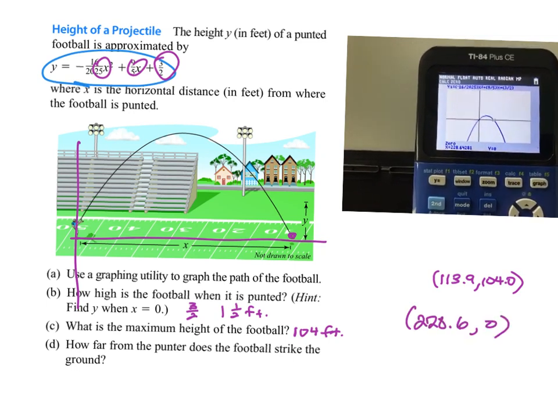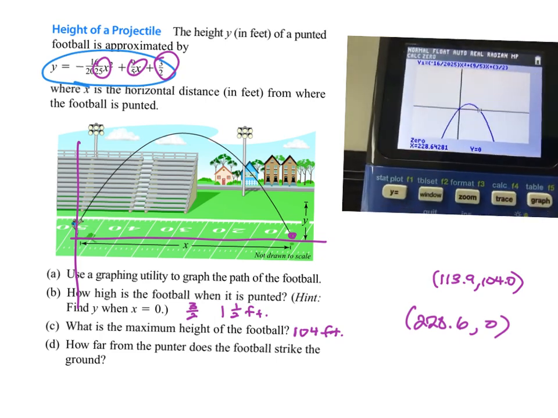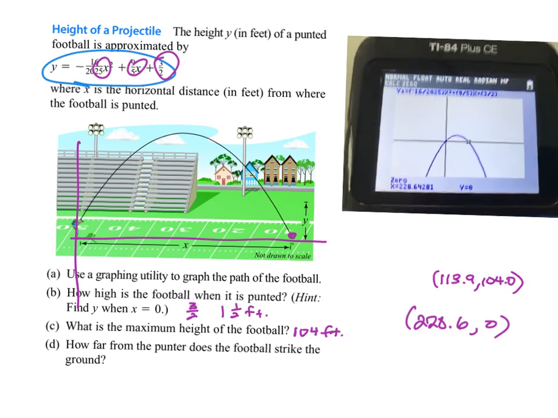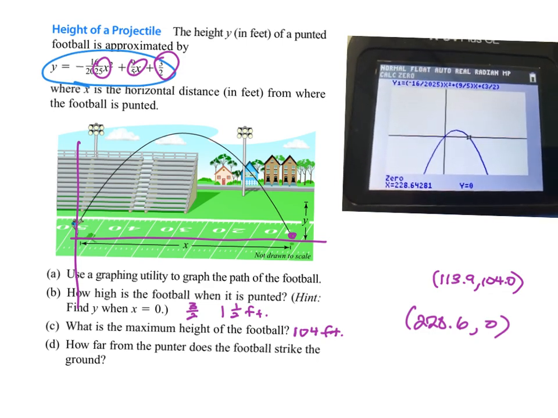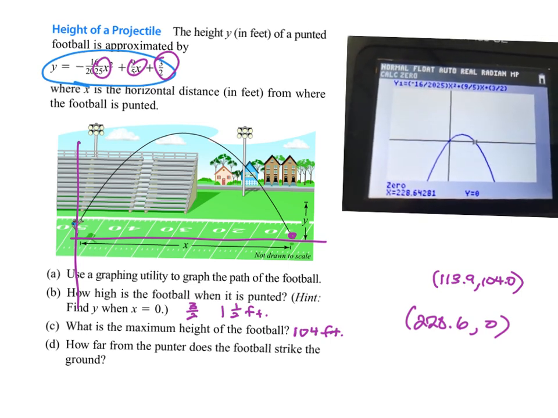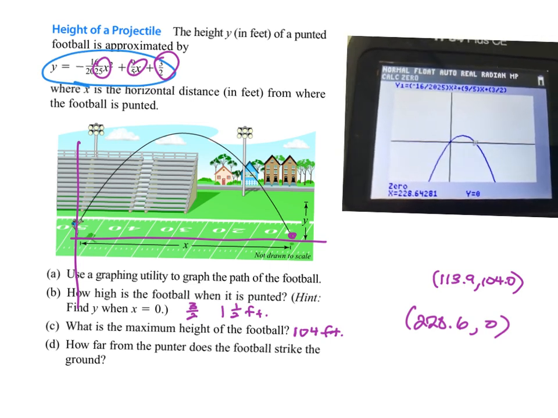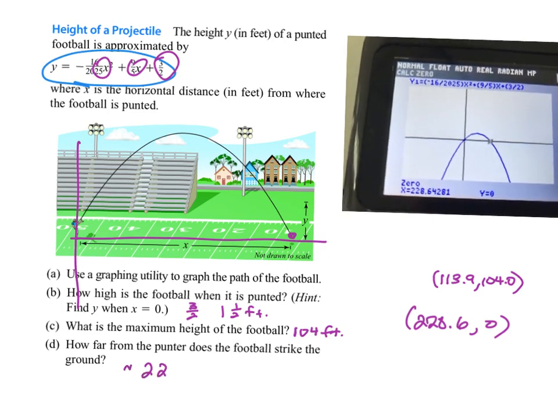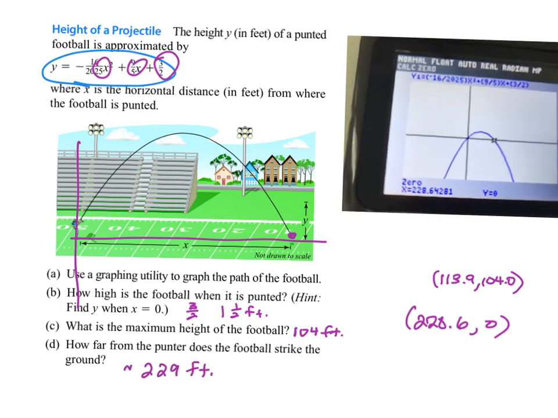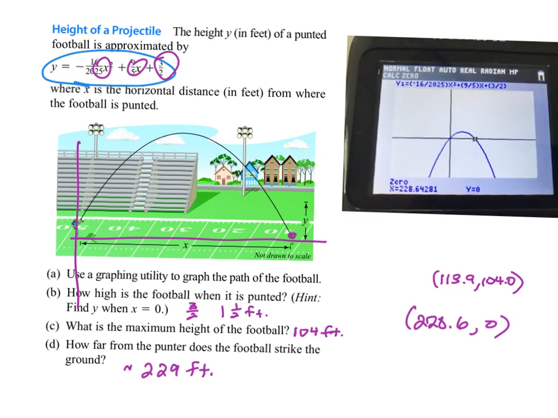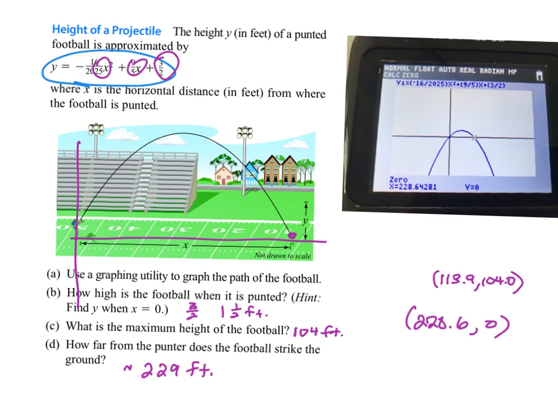228.6 and 0. So how far from the punter does it strike the ground? If we round it, 229, or if it's set to round to the nearest tenth, 228.6, okay? But it's approximately 229 feet. So the max and the min are your y coordinates. The zeros are your x coordinates.